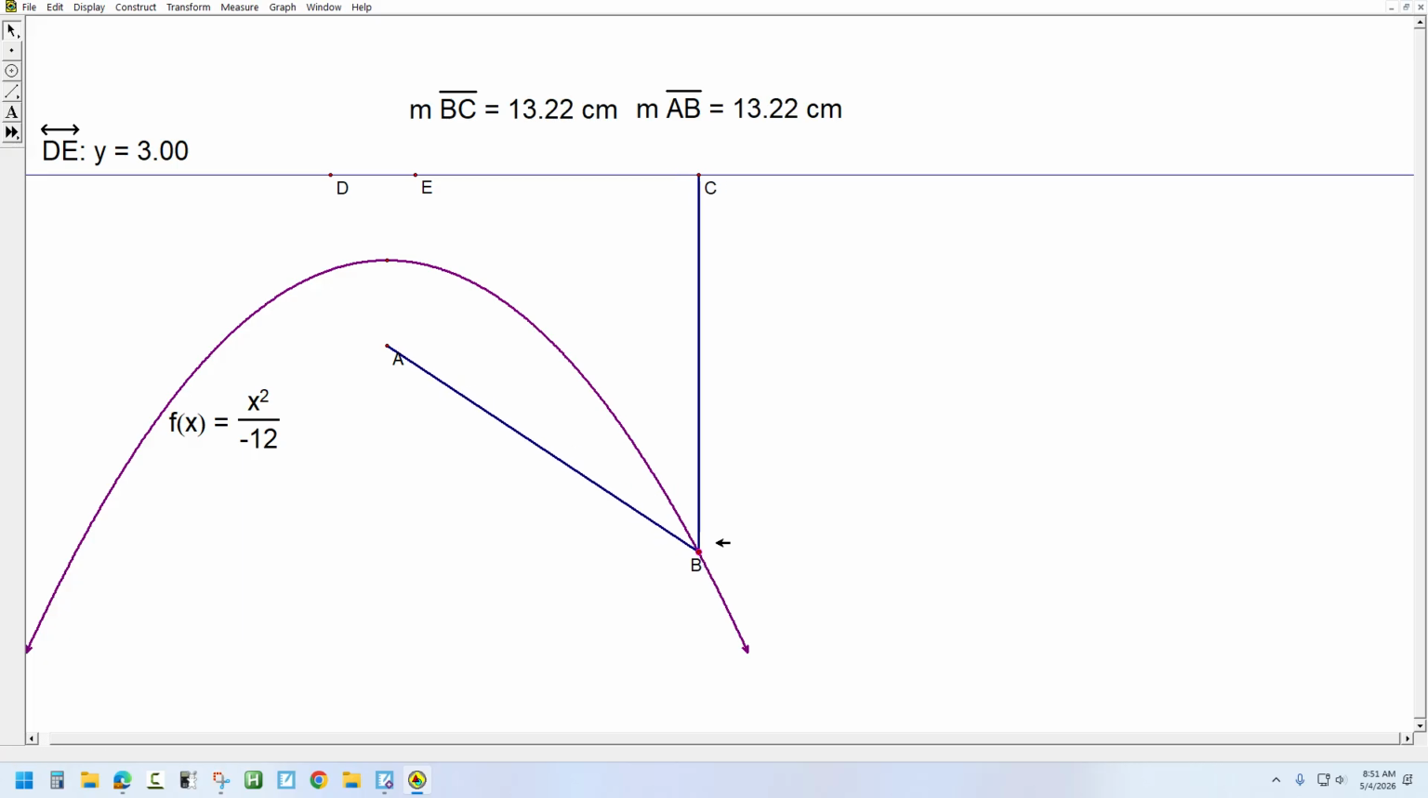Now, where do you think the shortest distance would be? How could I make those two line segments as short as possible? Now they're 13.6. They've gotten bigger. Where do you think point B would be? Yep. At the local maximum of the parabola. It would be right at the maximum.